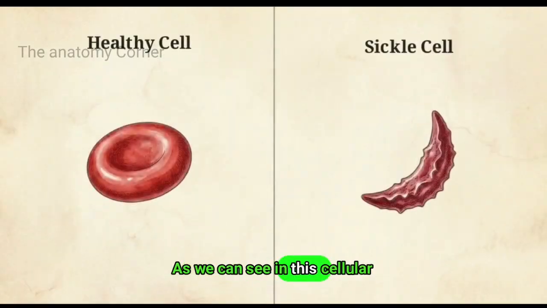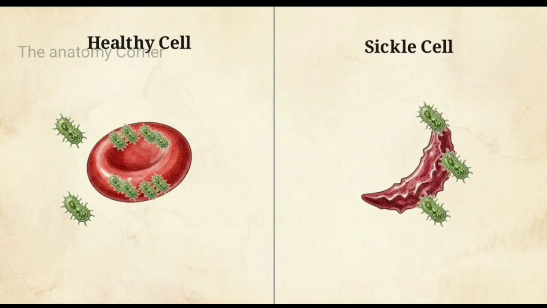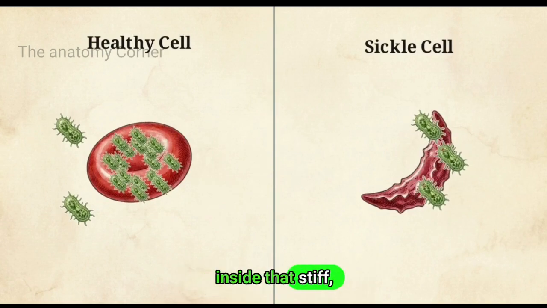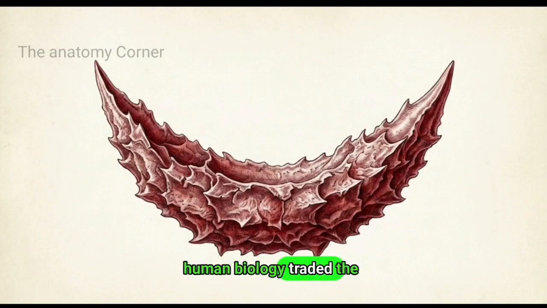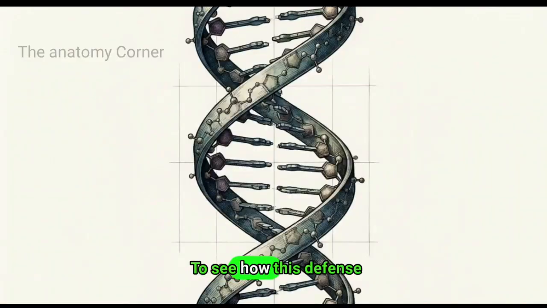As we can see in this cellular cross-section, a sickle-shaped cell breaks that process. The parasite cannot thrive or reproduce effectively inside that stiff, collapsed architecture. Over generations, human biology traded the flexible round cell for a jagged one to build a hostile environment for the invader. The mutation persists because it acts as a biological shield, evolved specifically to break the parasite's life cycle. To see how this defense mechanism actually functions in a population, we have to look at the genetic math.